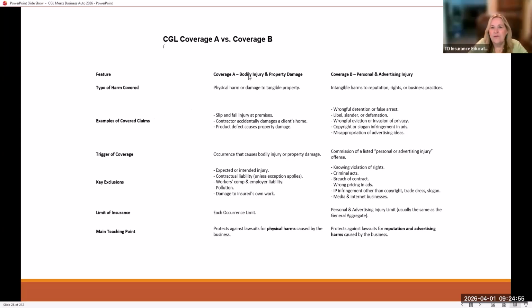So when you're thinking of bodily injury, property damage, think of those slips and falls, products, completed operations, products type claims that you have with restaurants as well. Libel, slander, defamation. Another thing with personal injury is wrongful eviction or invasion of privacy. Landlords have a huge personal and advertising or personal injury exposure there. So you have this coverage B here and then coverage A as well. And we're going to talk about some different exclusions in just a moment.